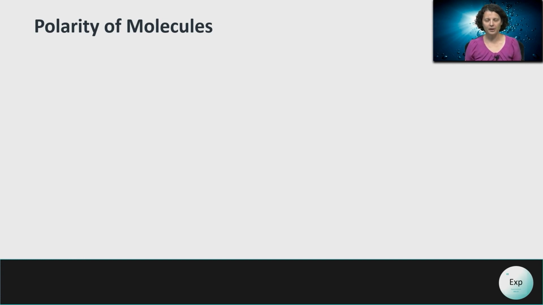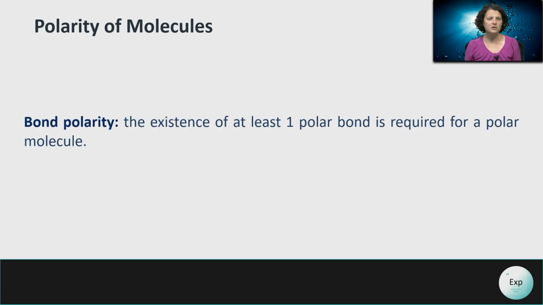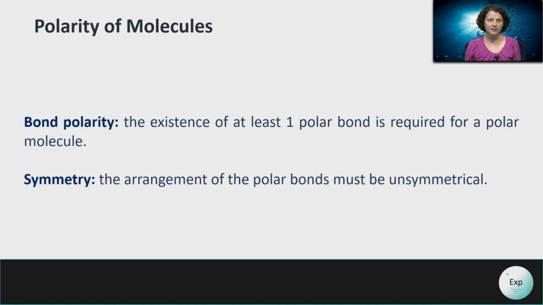And to determine the polarity of molecules, we have two important considerations. First, do they contain polar bonds? If yes, at least one, then they have the potential to be polar. And second, the symmetry. If the polar bonds inside the molecules are arranged in an unsymmetrical arrangement, then we are going to have a polar molecule.